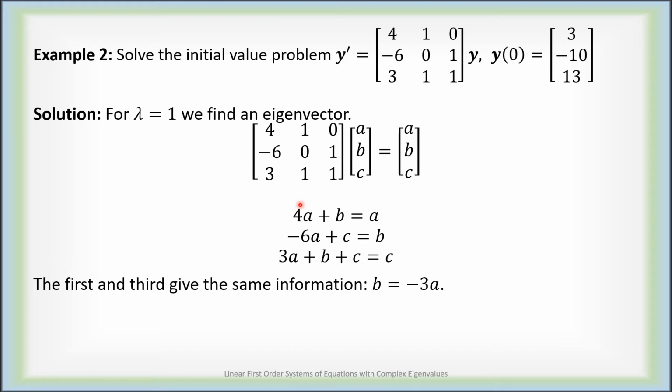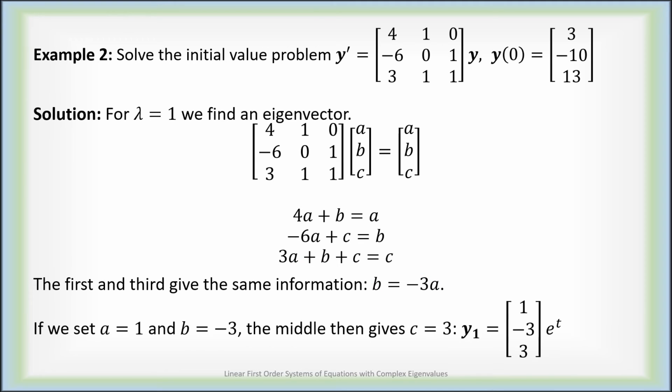And then if this a moves over here, they both amount to 3a plus b equals 0, or b is equal to negative 3a. So if I set a equals 1 and b equals minus 3, I can throw that information into the middle equation. With a equal to 1, this is negative 6. With b equal to negative 3, this is negative 3. And you end up getting that c is equal to 3. So we found an eigenvector: a is 1, b is minus 3, c is positive 3. And this was for the eigenvalue of 1.